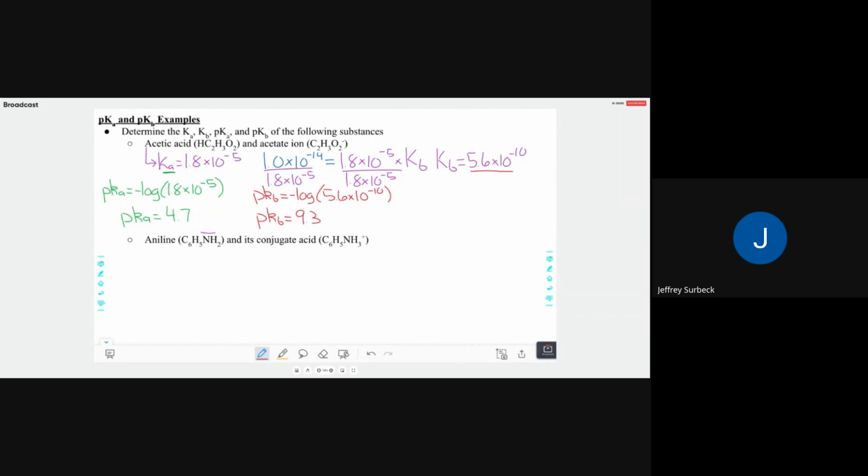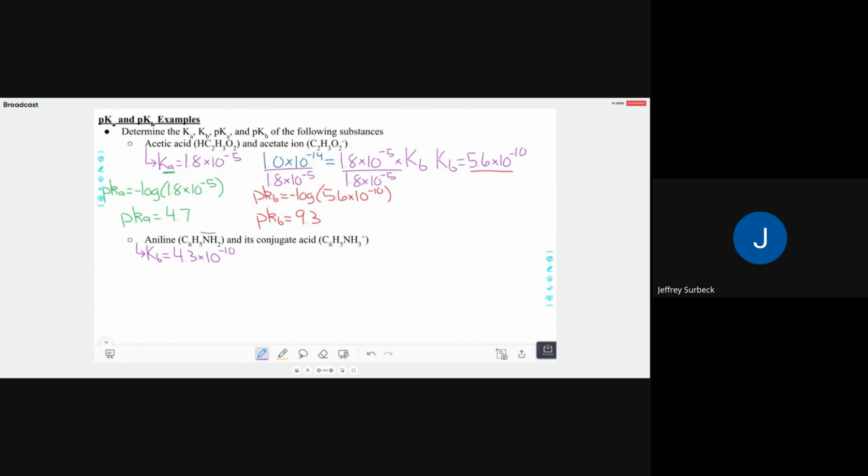Let's go really quickly and knock out this substance here. Now, aniline is not on this Ka chart. You'd have to flip it over to the backside. It's on our Kb chart, in fact, the second one listed. Aniline is a weak base, so our Kb is the value that's listed on the chart, and our Kb is 4.3 times 10 to the negative 10th.